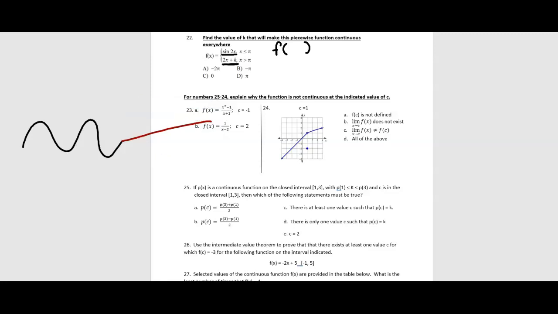I need to make sure that the straight line connects to the sine function. And the only way that's going to happen is if the limit from the left on the sine function and the limit from the right on the straight line function actually meet up at a common point that actually exists. Now, where are they meeting up? Well, they're meeting up here at pi. If they're meeting up at all, they would have to meet up at pi.